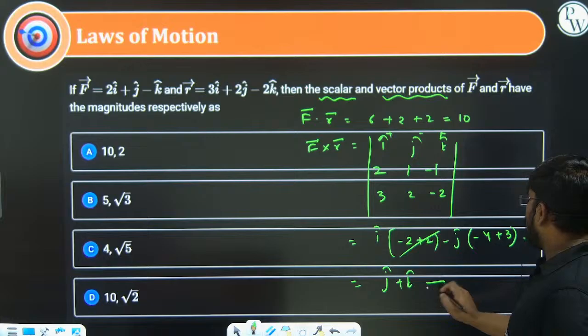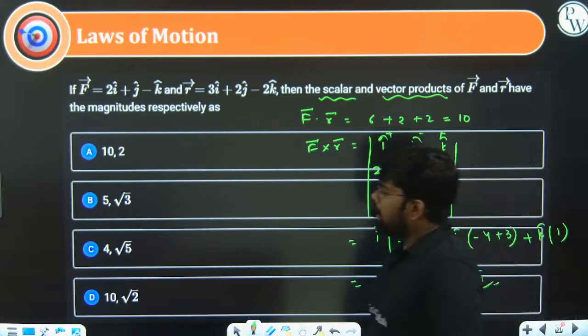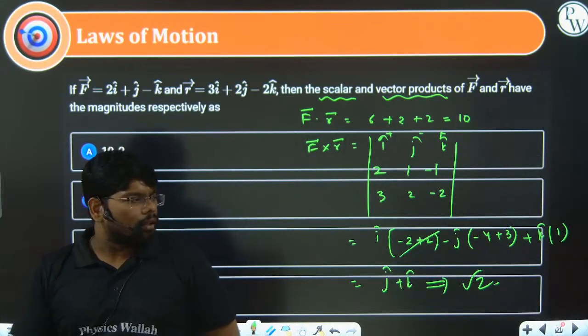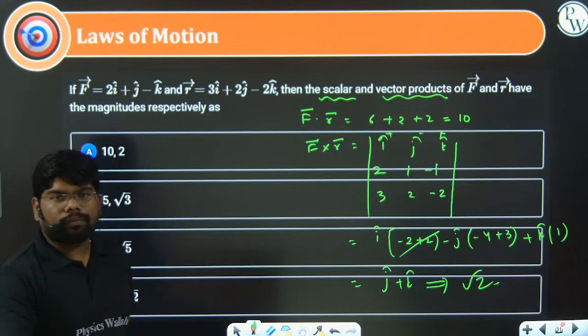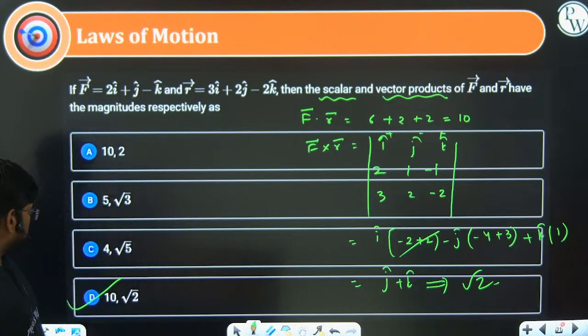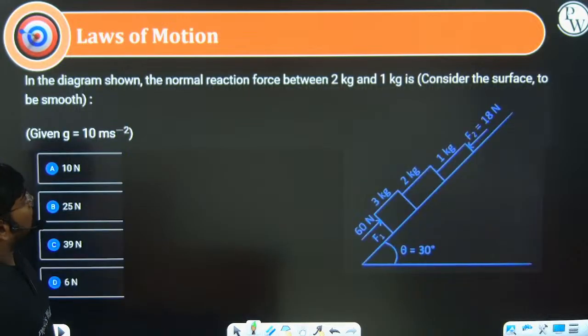What is its magnitude? The magnitude of this is root 2. So what will the answer be? 10 and root 2. So we'll be having the magnitudes 10 and root 2 coming out. Okay, again a simple question based on vector product and scalar product.